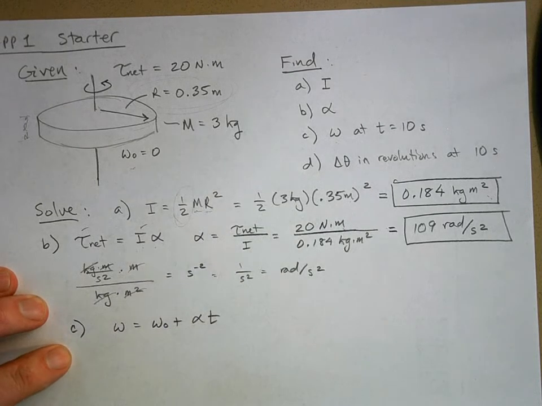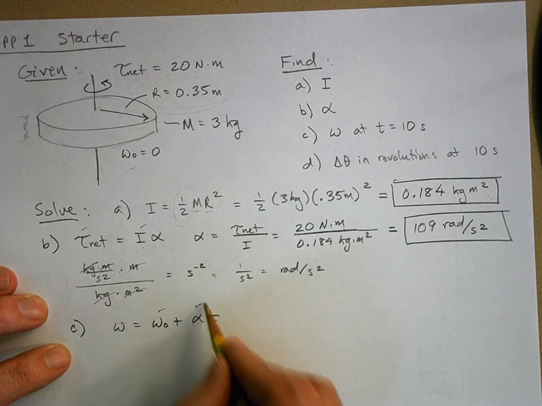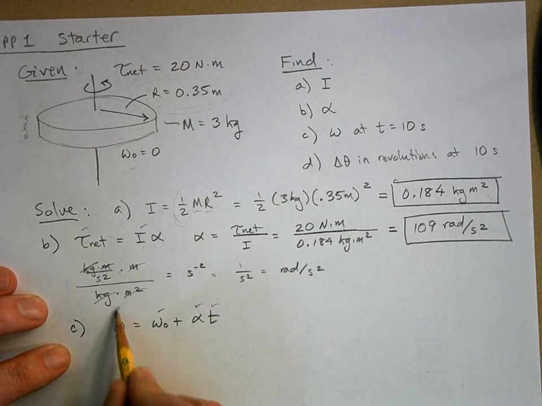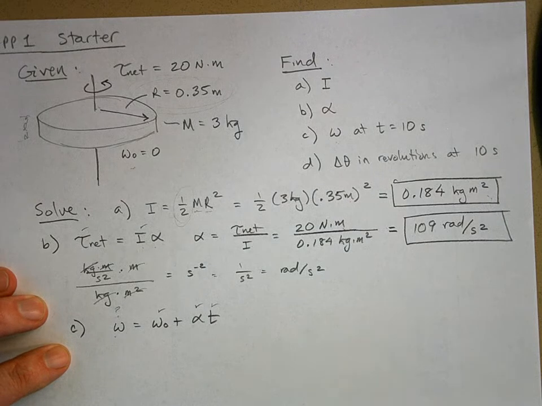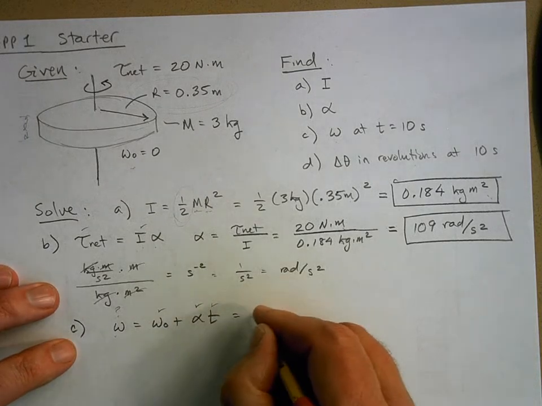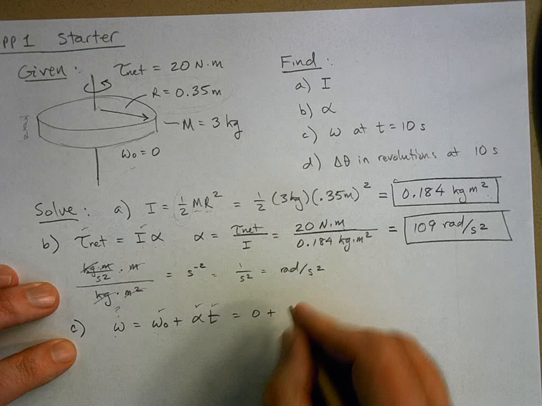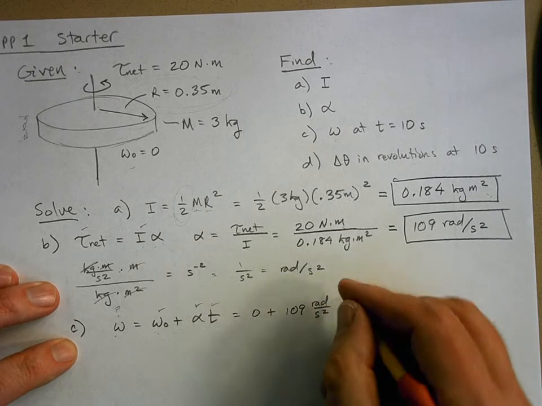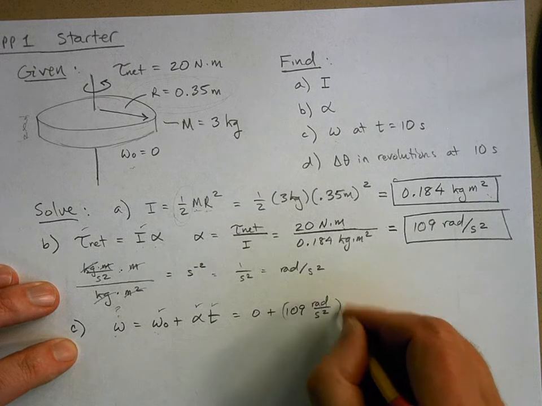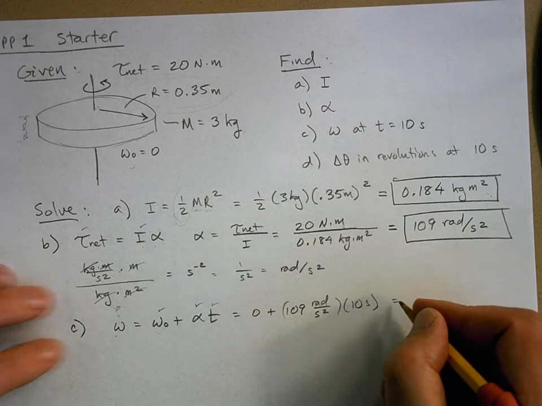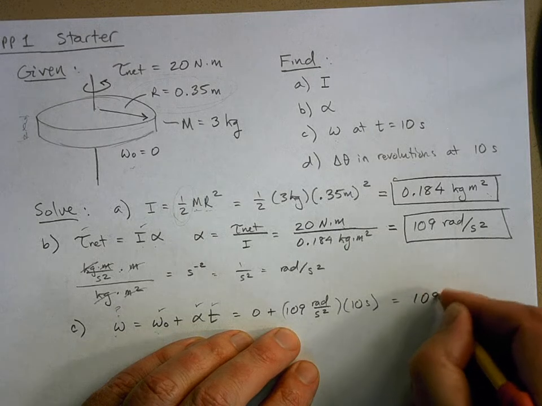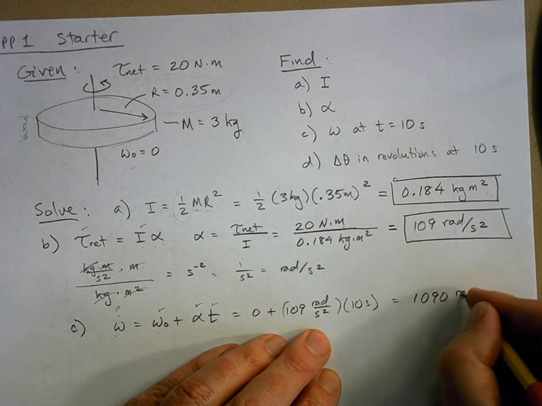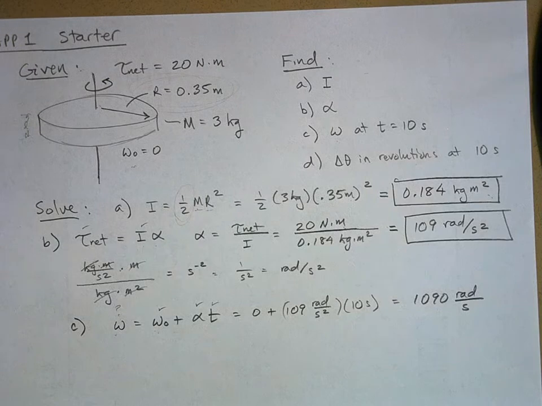Now, how did I know to use this one? Because I know this, and this is given, and this is what I'm trying to find. So what am I not given and I don't need yet? The change in angle. So this is just like the kinematic equations we used before. So this is going to be 0, omega naught is 0, plus 109 radians per second squared times 10 seconds. So we're spinning at 1,090 radians per second. That's really fast.